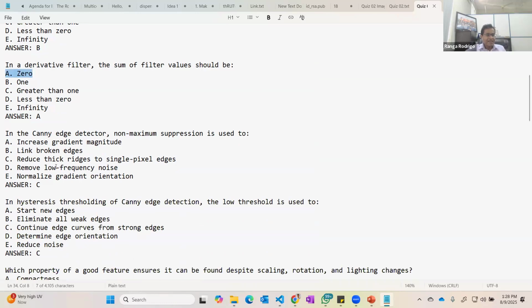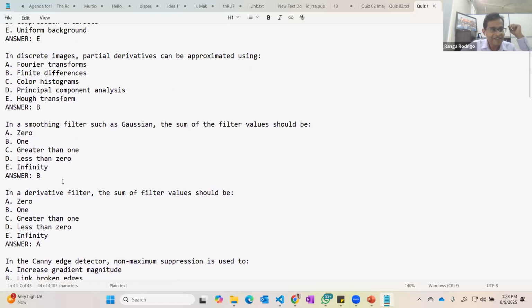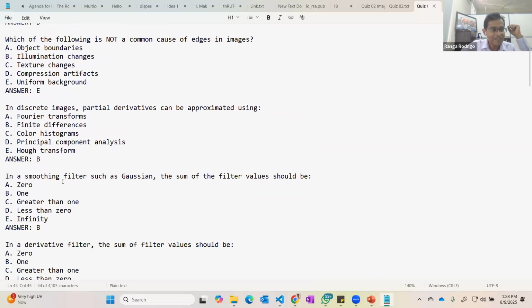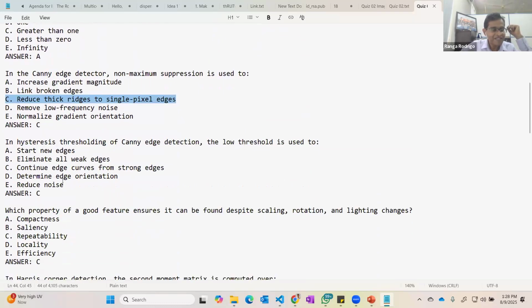Okay, the next question. In the Canny edge detector, non-maximal suppression is used to thin the edges, right? Increase the gradient magnitude, link broken edges, reduce ridges to a single pixel width. That we are studying, right? Remove low frequency noise, normalize gradient, those are not correct. Okay, we did 1, 2, 3, 4, 5, 6 questions.